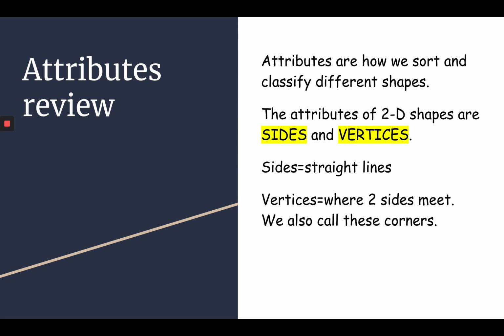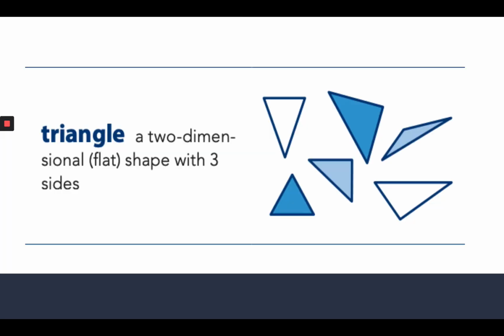Remember, we are focusing on 2D shapes, which are flat shapes. Remember, a triangle is a two-dimensional flat shape with three sides, okay? As you can see, all these triangles have three sides.